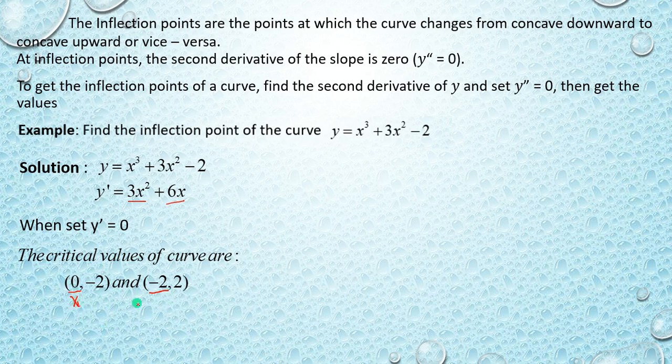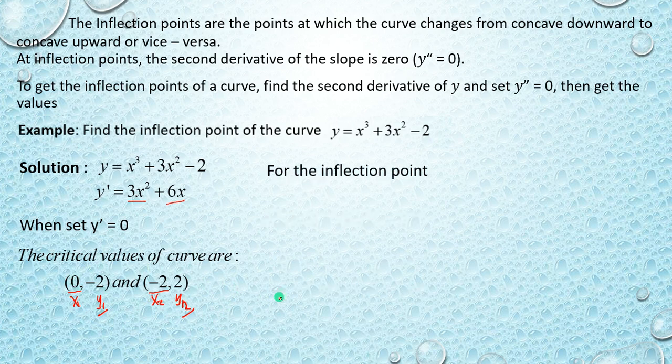We call them x sub 1, x sub 2. Then also we get the values of y, which is y sub 1 and y sub 2. These are the critical values for the maximum and minimum of the curve. This y sub 1 and y sub 2 are found in the original equation of the curve. So we plug in first the 0 to the equation of the curve. We find the value of y equals negative 2, and also plug in the negative 2 into the equation of the curve. We find y sub 2 equals 2, because we need these critical values for graphing the curve.